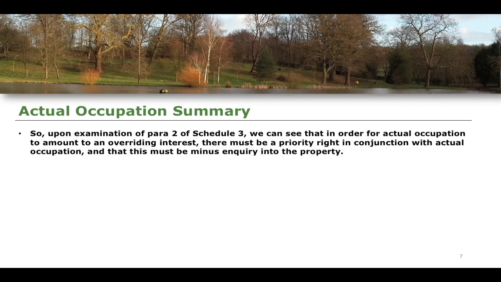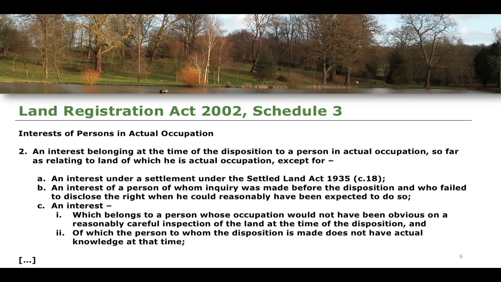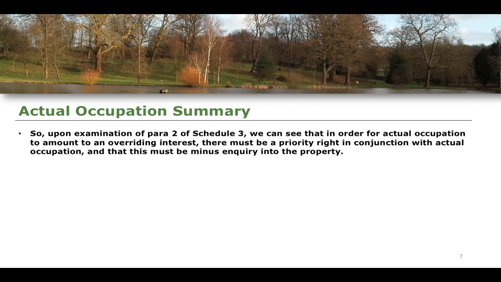But as a general summary, what does actual occupation tell us as part of this idea of it being an overriding interest? Well, upon examination of paragraph 2 of Schedule 3, which is where this actually is, we can see that in order for actual occupation to amount to an overriding interest, there must be a priority right, which exists in conjunction with the actual occupation, and that this must be minus inquiry into the property.